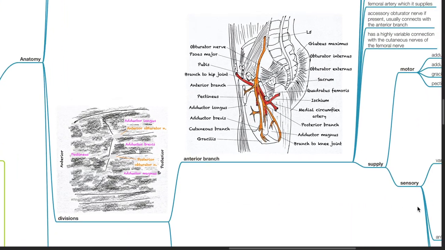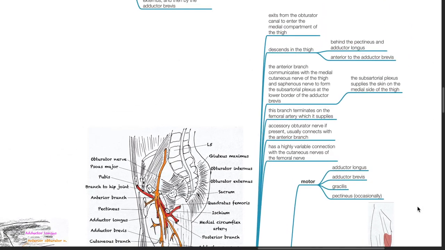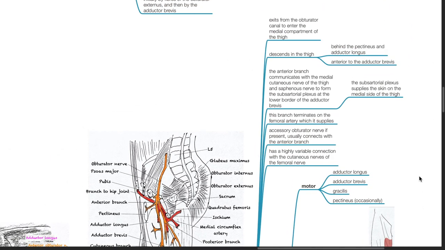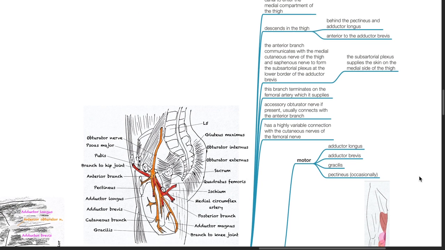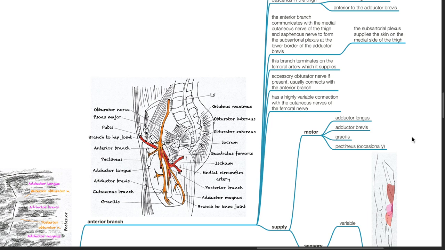Divisions. The anterior branch. The anterior branch exits from the obturator canal to enter the medial compartment of the thigh. It descends in the thigh behind the pectineus and adductor longus and anterior to the adductor brevis. The anterior branch communicates with the medial cutaneous nerve of the thigh and saphenous nerve to form the subsartorial plexus at the lower border of the adductor brevis. The subsartorial plexus supplies the skin on the medial side of the thigh.